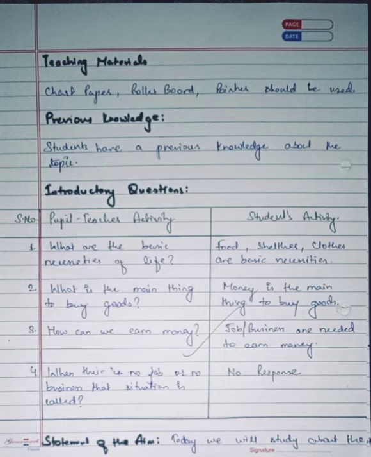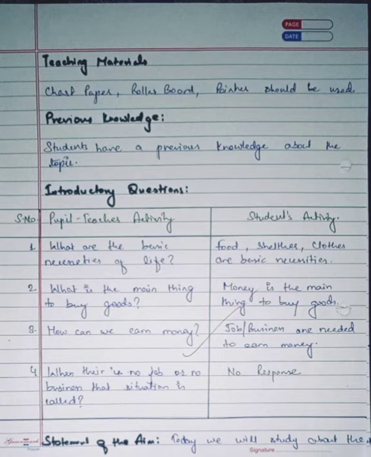And we should start the lesson plan with introductory questions to the students. So introductory questions have some columns like serial number, teacher activity, and students activity. So the first question to the students is, what are the basic necessities of life? The students' activity is: food, shelter, clothes are the basic necessities of life.